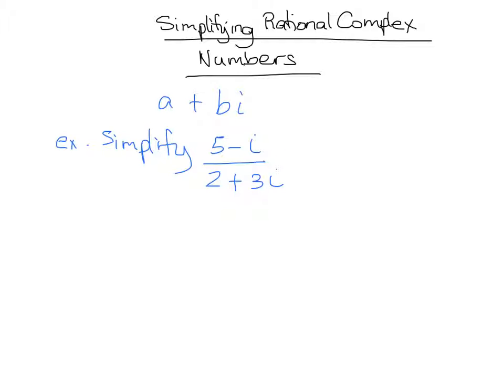Well, just like when we're dealing with rational numbers with radicals in the denominator, we get rid of the i in the denominator by multiplying by the conjugate. I'll go over what the conjugate is, so don't worry if you don't remember. So multiply by the conjugate, and you're doing both the numerator and the denominator.